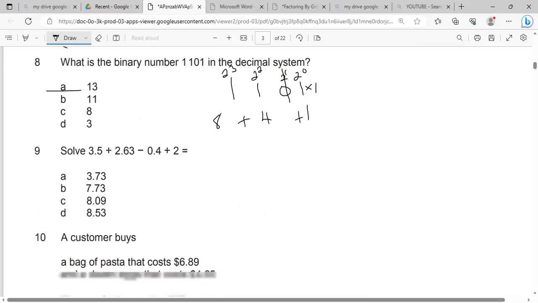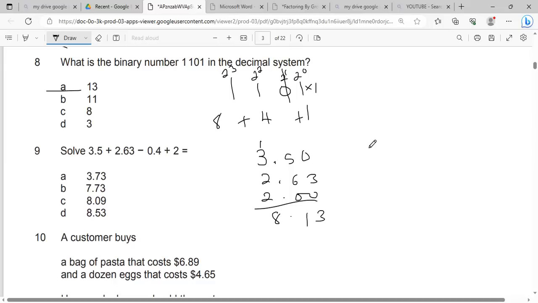Let's move on. So it says solve 3.5 plus 2.63 minus 0.4 plus 2. So we're going to put the decimal point under the decimal point. We're going to add first. So it's 3.5 plus 2.63. And I'm going to also add the 2. The decimal point is to the right, so it's 2.00. Hope everyone can see the decimal point. So let's add first. We can put a 0 to hold the space. 6 and 5, 11. 3 and that 4, 6, 8. So 2, 4, yeah, that's 8.13.